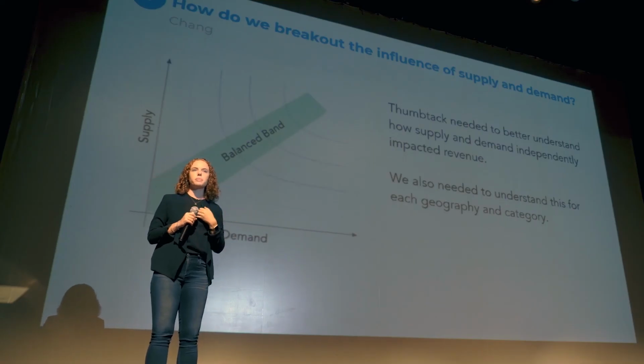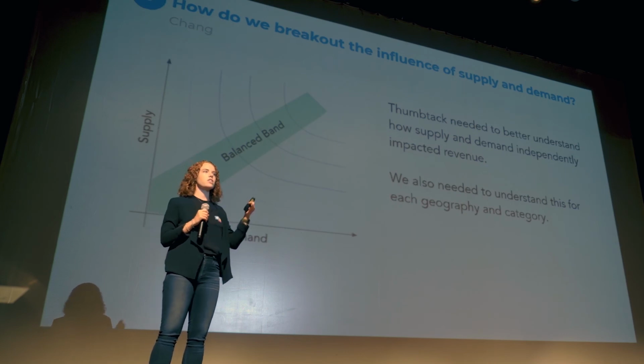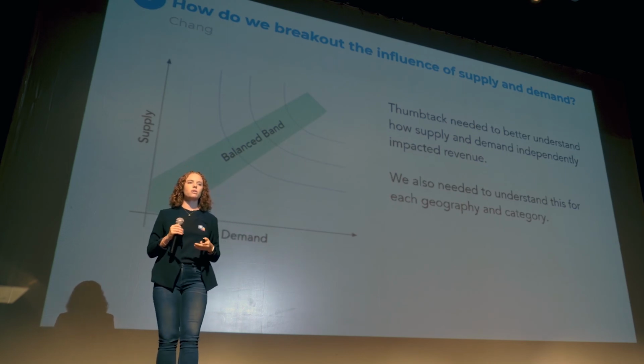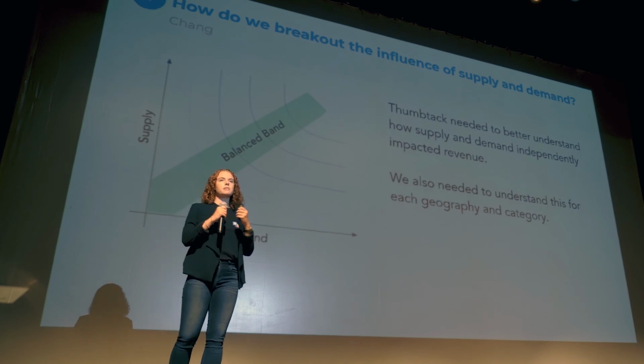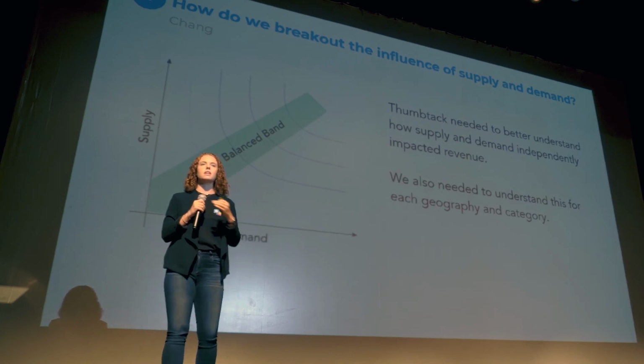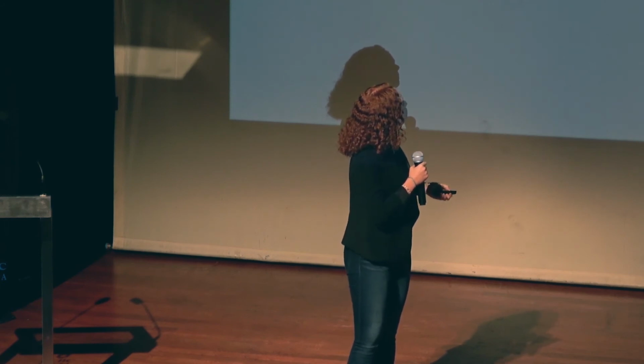But for our purposes, we wanted to better understand how supply and demand, independent of each other, impact revenue. So they're both correlated. We need to break apart the correlation and see the impact each one made on its own. We also needed to do this to understand every single geography we're in the US, so that's over 200 distinct geos, and over 500 categories. So that's a lot of unique combinations that we needed to understand for this.